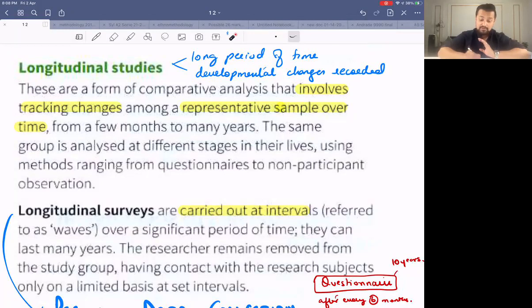Now, these are a form of comparative analysis that involves tracking changes, remember, developmental changes, amongst a representative sample over time from a few months to many years. The same group is analyzed at different stages in their lives using methods ranging from questionnaires to non-participant observation.